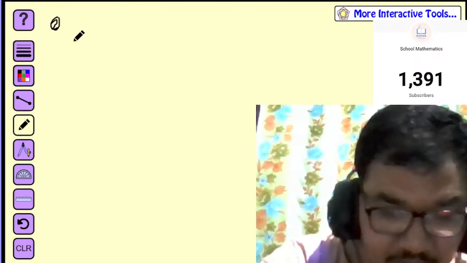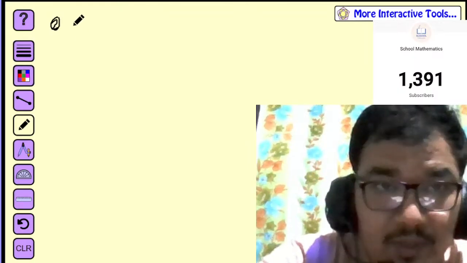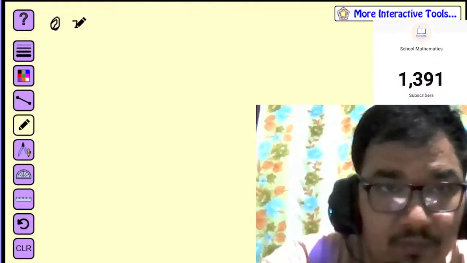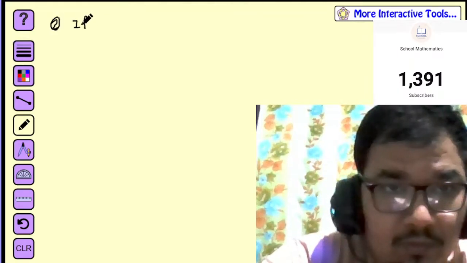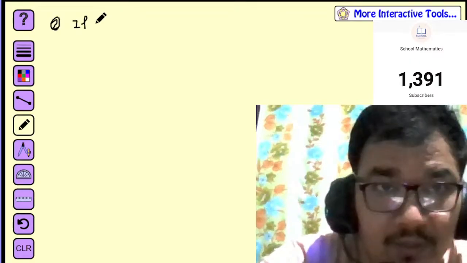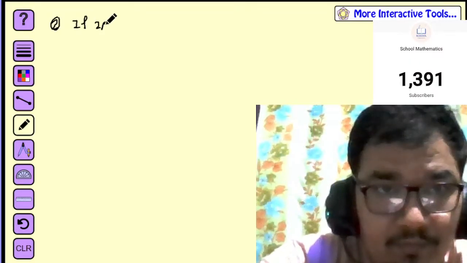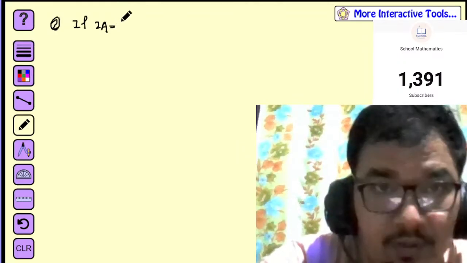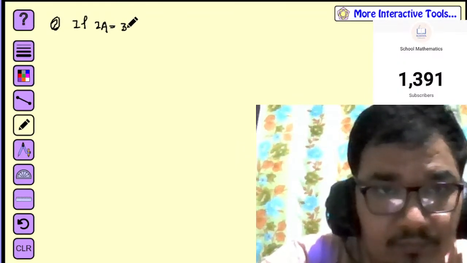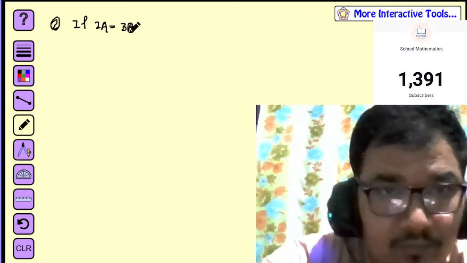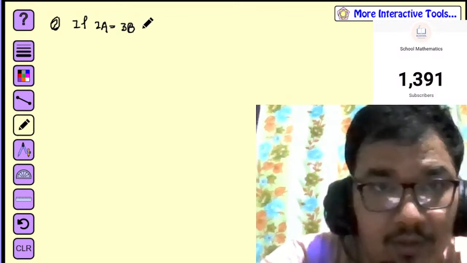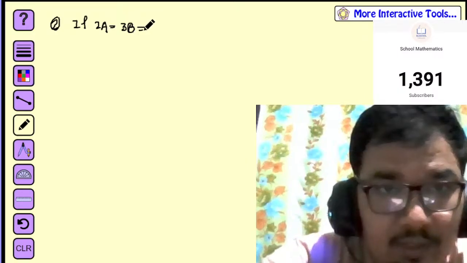And here is given 2a. Okay, here is given, if there is given 2a equals to, right, 3b, 3b equals to 6c, right? Here is given like this, 6c.